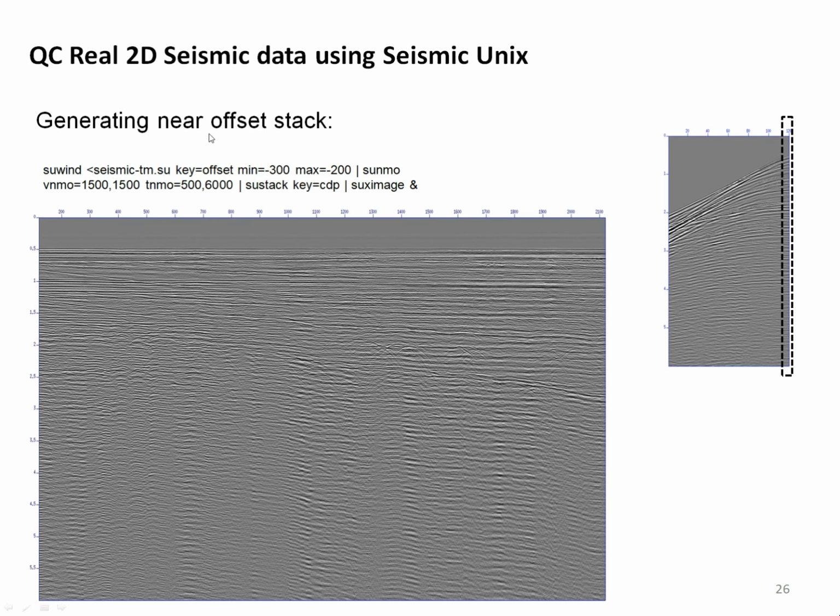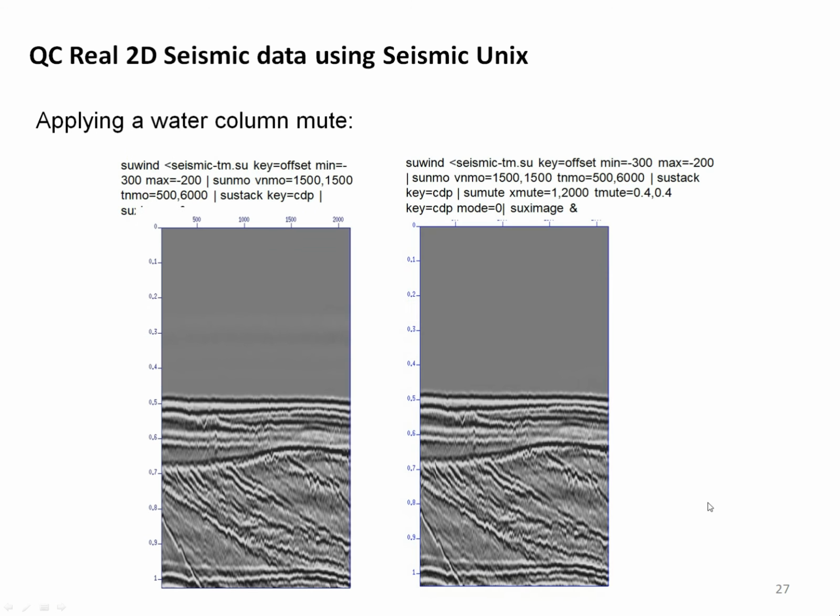Yeah, and you can also create a near offset stack, so you can select near traces from each of the shots and then stack them. This is how it looks after stacking. So this is a near offset stack. If there is any noise sitting on the near channels, it will pop up on the near offset stack. It will easily be visible. And this one is to demonstrate that you see there is something sitting in the water column, so you can apply a mute above the water bottom. So yeah, this is after the mute.